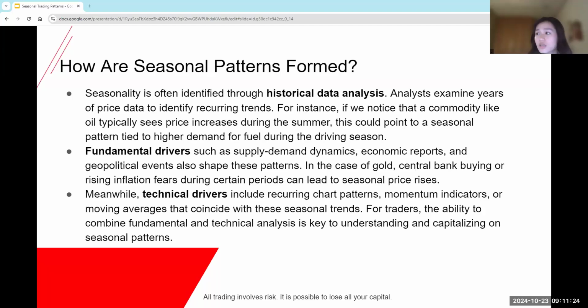Technical drivers include recurring chart patterns, momentum indicators, or moving averages that coincide with these seasonal trends. So for traders, the ability to combine fundamental and technical analysis is key to understanding and capitalizing on seasonal patterns. So I'll go through some of the strategies to combine your fundamental and technical analysis in a bit.